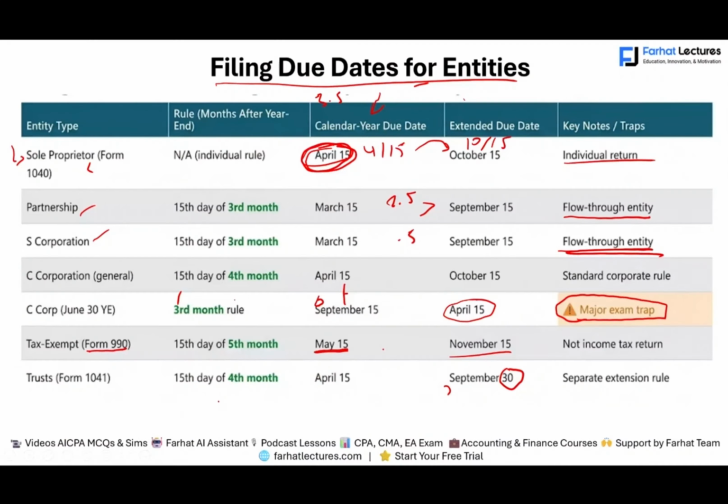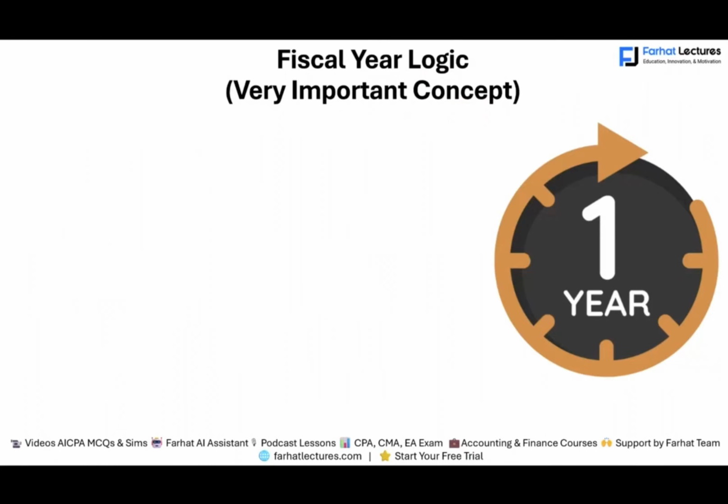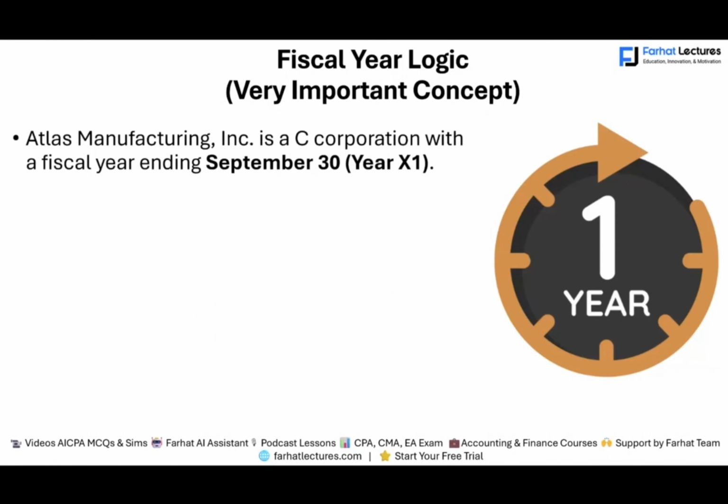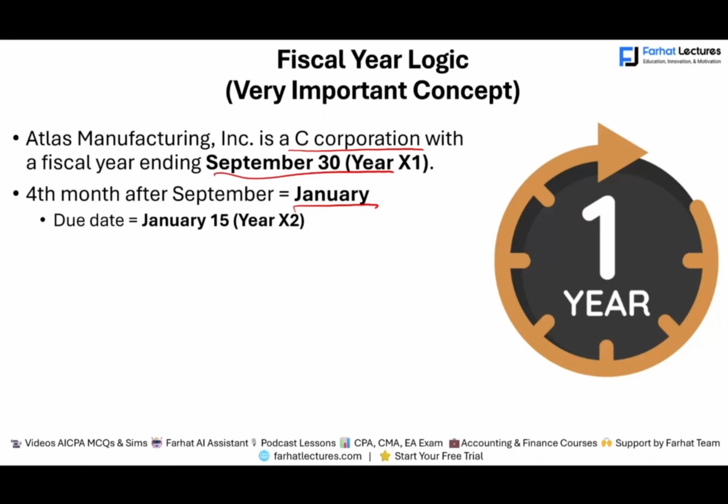So this is what you need to know. Fiscal year logic, very important concept. But the concept doesn't change much. Let's assume Atlas is a manufacturing C corporation. What's the rule for C corporation? The rule is 3.5 months. The fourth month is January. So if your year end is September 30th, you have October, November, December, that's 3, and half of January, January 15th. Therefore, the due date is January 15th.